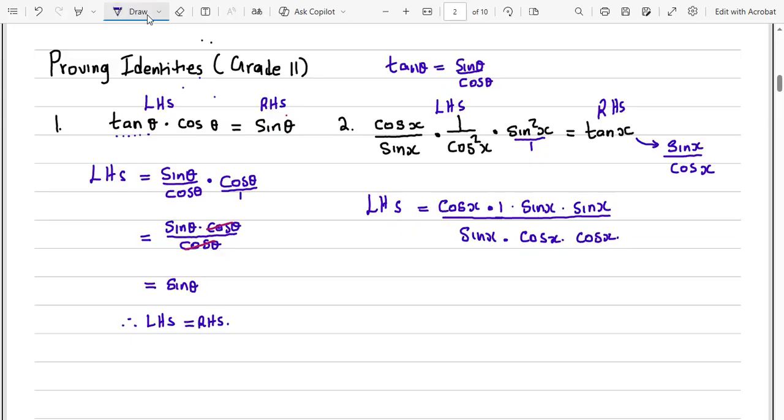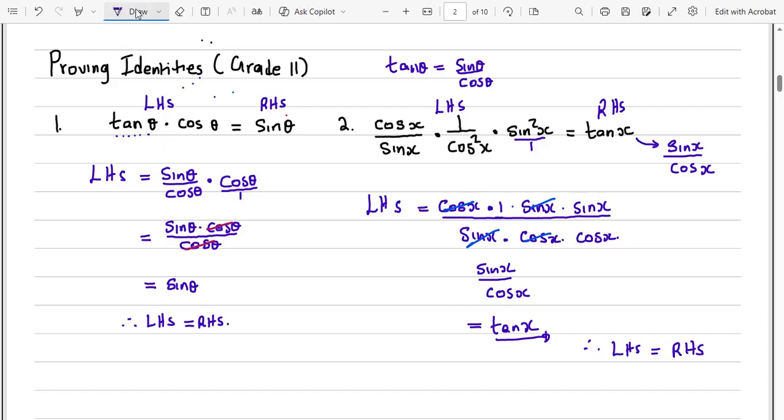Now, the reason we are changing this is because this will be easy for you to check the common terms. Cancel those terms that are common. So you can see that we only have sine on top left, and we only have cos on bottom left. So this tells you that sine over cos is just the tan x, and that's it for this one. You can conclude and say left-hand side is equal to right-hand side, and that's it.